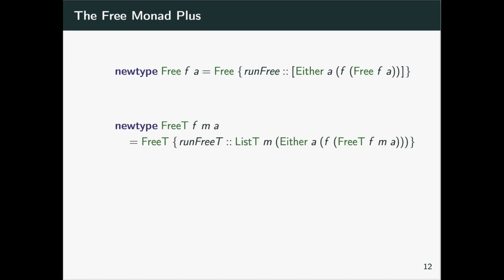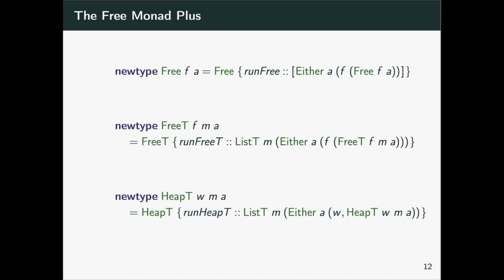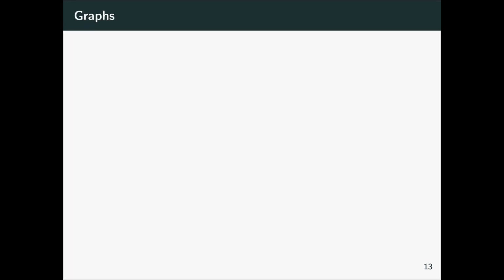From there, we can turn it into a transformer by swapping out the lists with the list transformer. And from here, we can turn it into the heap monad, which is the monad that we're going to use for weighted search, by swapping out the functor for the writer monad. That W there is going to be constrained to be a monoid in all of the algorithms that we're going to use it for. The main algorithms that we're interested in working with are graph search algorithms.